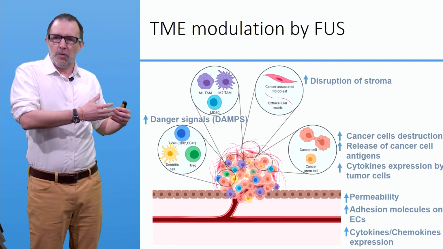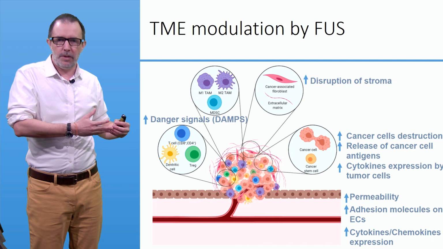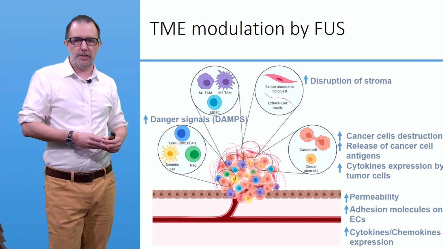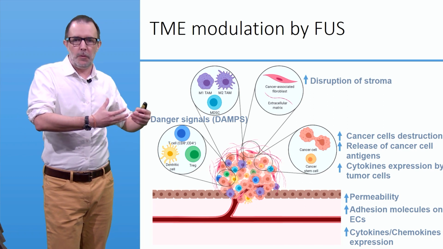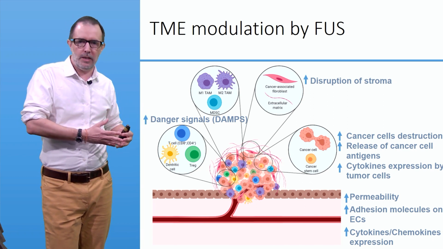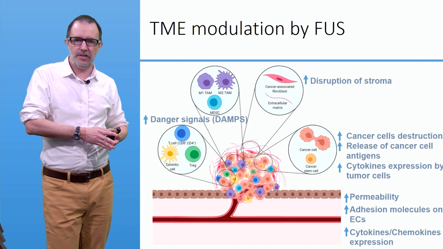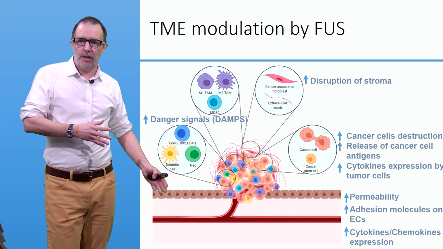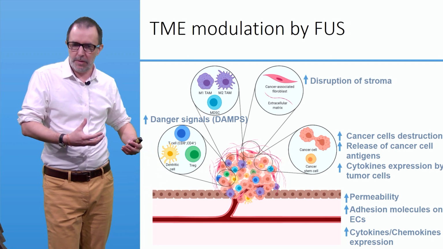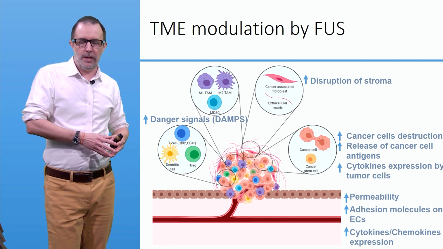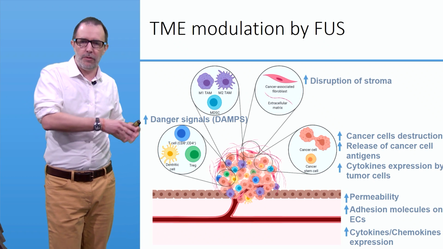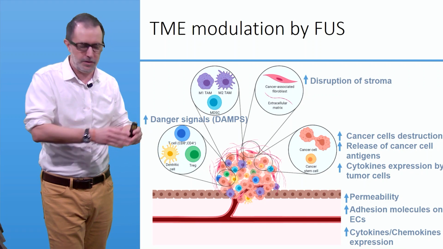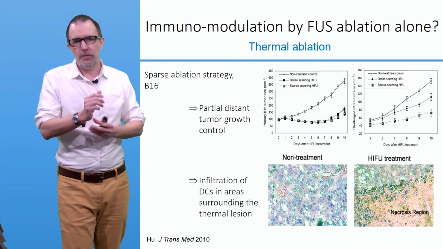Potentially, we can act at very different levels. We can modulate the danger signal that will be released. We can disrupt the stroma. We can directly destroy the cancer cells, which will result in more release of cancer cell antigens. We can modulate the cytokine expression, and at the level of the blood vessel, we can increase the permeability for drug delivery. We can modulate the adhesion molecules, the cytokines, and the chemokines to enhance the trafficking of the immune cells into the tumors. So let's review some examples.